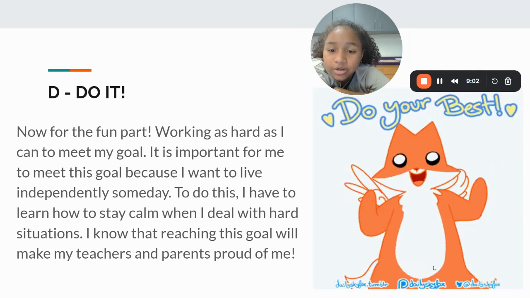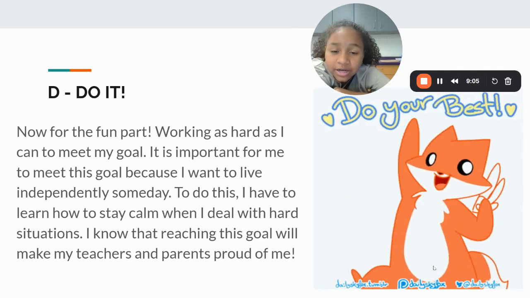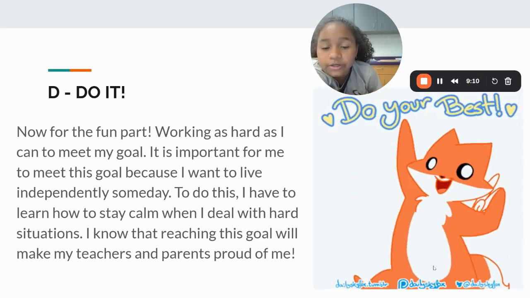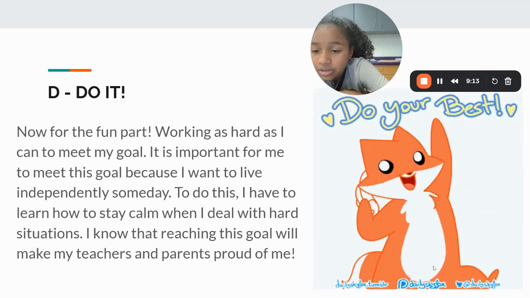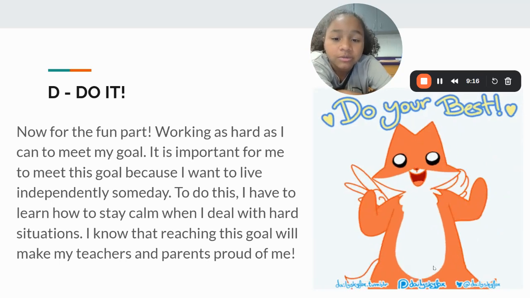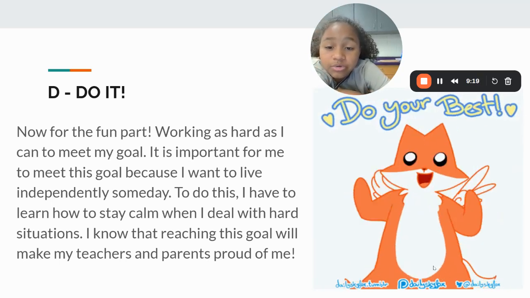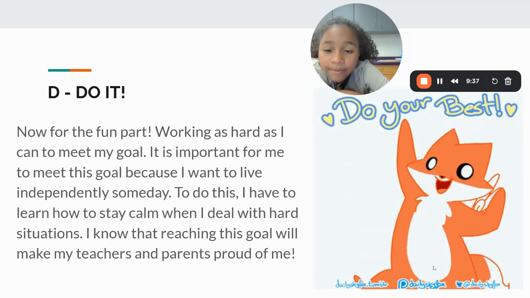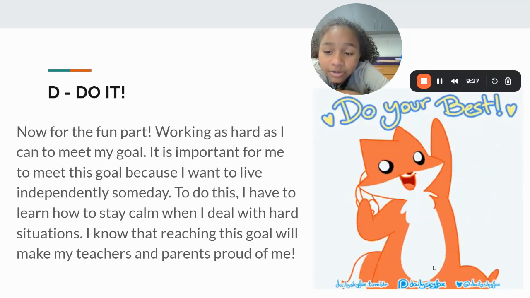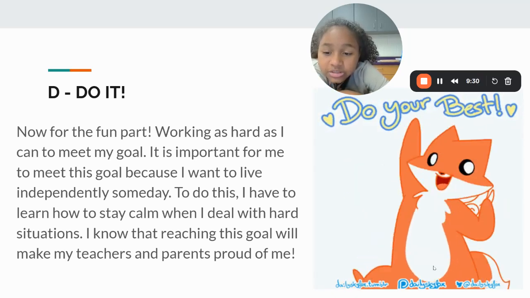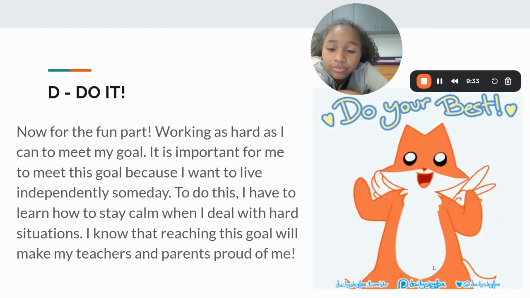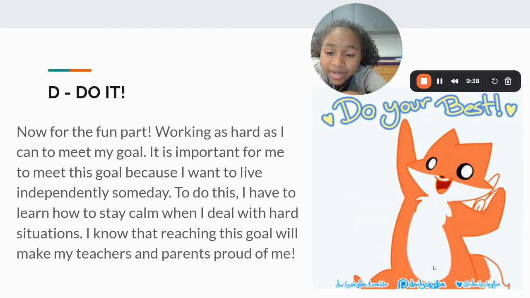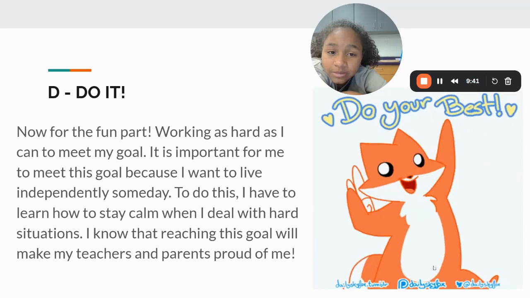Now for the fun part. Working as hard as I can to meet my goals. It is important for me to meet these goals because I want to live independently someday. To do this, I have to learn how to stay calm when I deal with hard situations. I know that reaching this goal will make my teachers and parents proud of me.